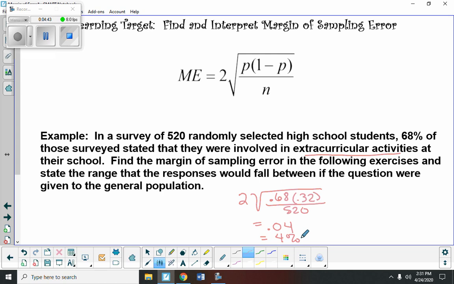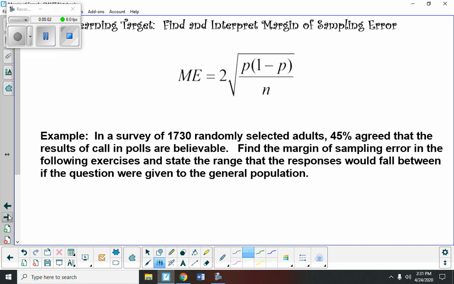To find the range, we're going to take 68 minus 4 and 68 plus 4. So the actual range would be 64% to 72%. That's a big range, an 8-point range.